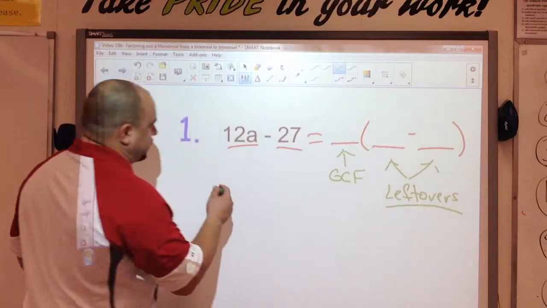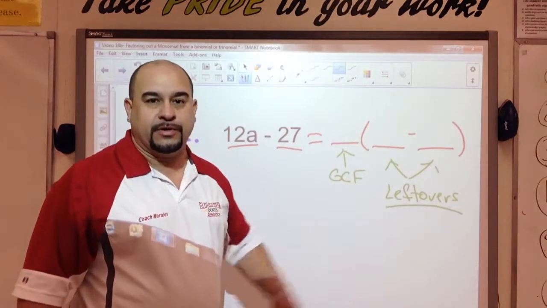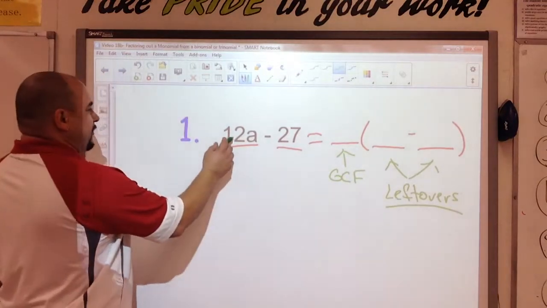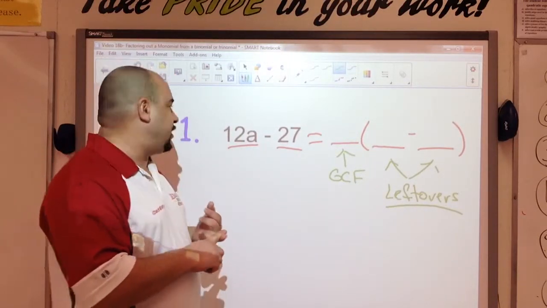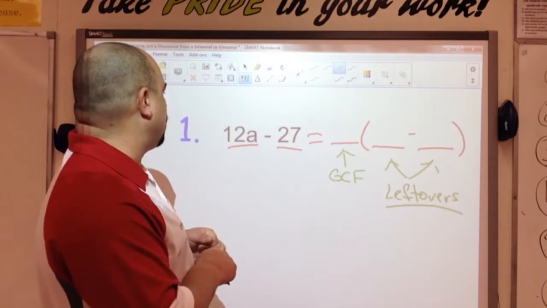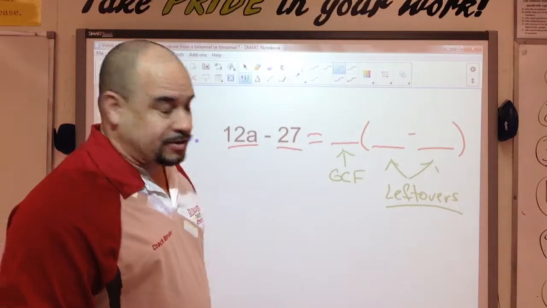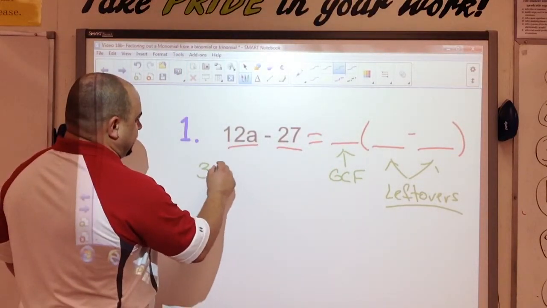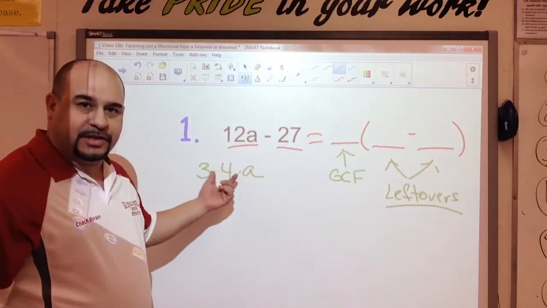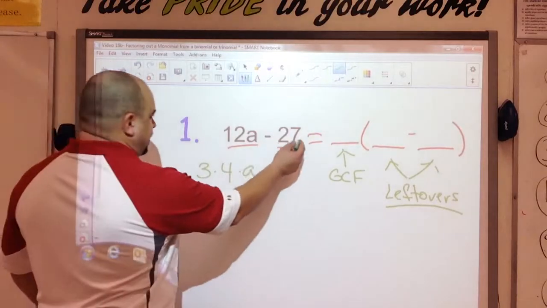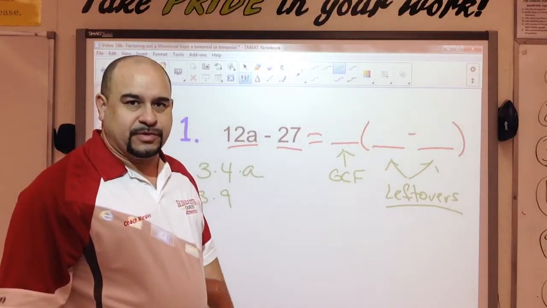So let's look at 12a and 27. We always ask ourselves, does 12 go into 27? Does a smaller number go into the bigger number? In this case, it's no. So what are factors of 12 that go into 27? For 12, you have 1 and 12, 2 and 6, 3 and 4. 3 goes into 27 9 times. So your GCF numerically is 3. So I have 3 times 4, because 3 times 4 is 12, times a. You remember we did this in the last video. And in 27, you have 3 times 9, and that's it.